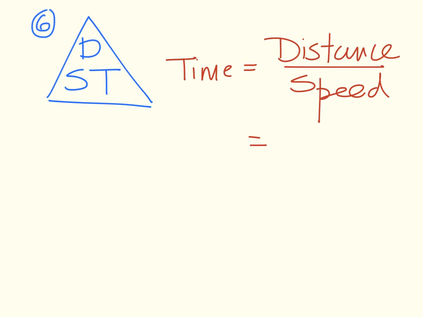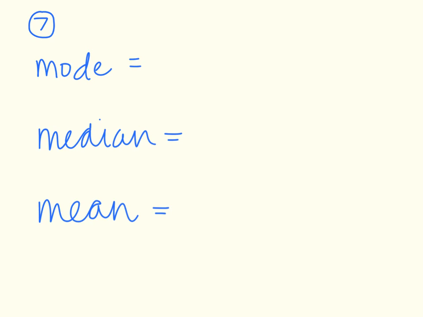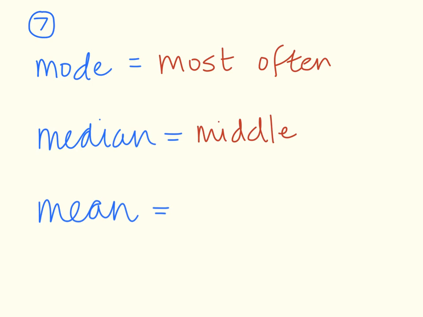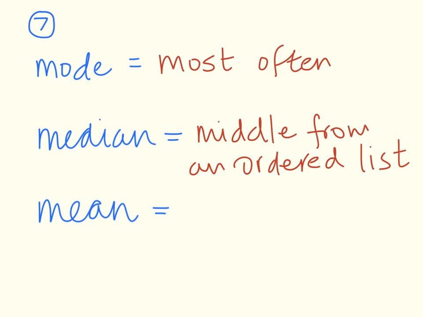Lastly, number 7, we're asked to find the mode, the median and the mean. Now remember, the mode is the one which appears most often. The median is the middle one, not just simply from any list, it's the middle one from an ordered list. So you need to put your numbers in order and then pick out the middle one. And then lastly, the mean, that's what a lot of people think is average. That's where we add them all up and then divide by how many you've got. And in our case, we're going to divide by 7 because we've got 7 lengths.